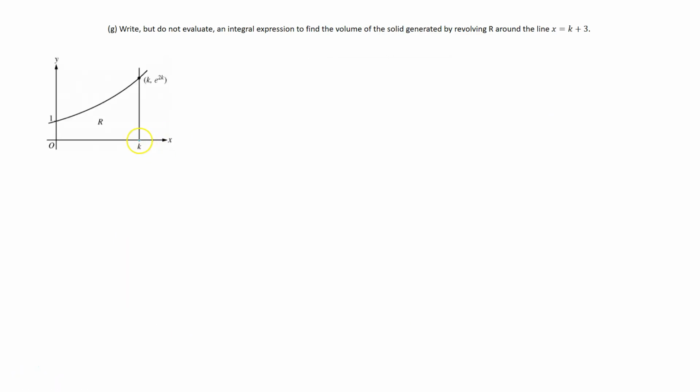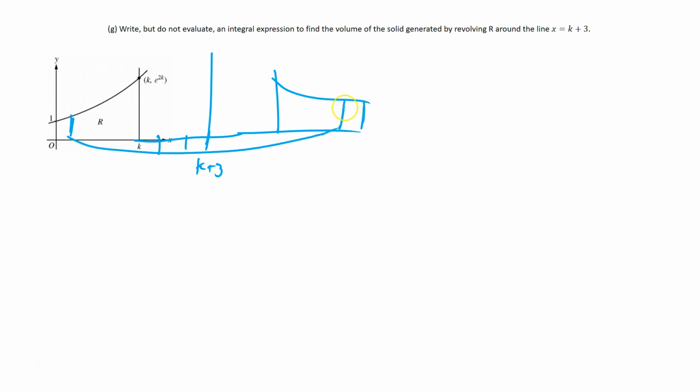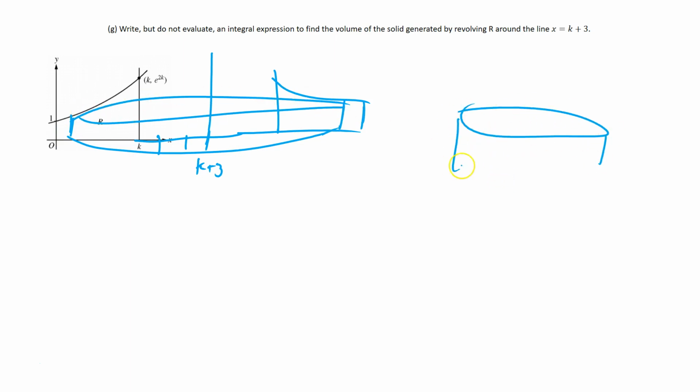All right, now we're going around the line k plus 3. So here's k plus 3, somewhere over here. Okay. This is probably the hardest shell method type problem that you could get. So if we take a point here, it's going to go to a point over here. So we're going to create these really big shells. All right. So here's our big shell.